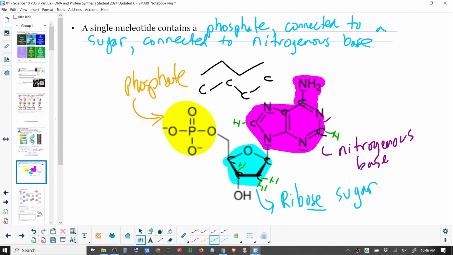Are there also hydrogens connected to the oxygens in the phosphate? Oh, it's like a single line to O. Oh no, because they have a negative charge, so it's a single bonded O. Yeah.